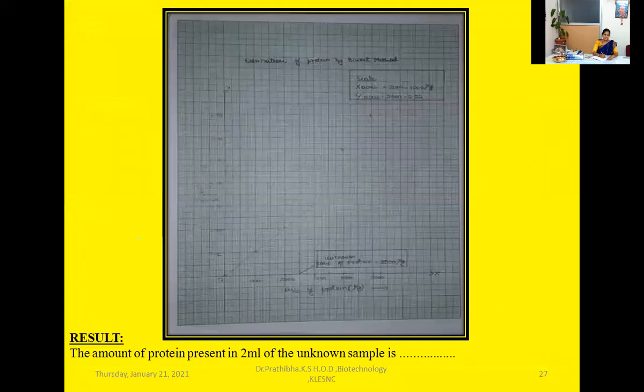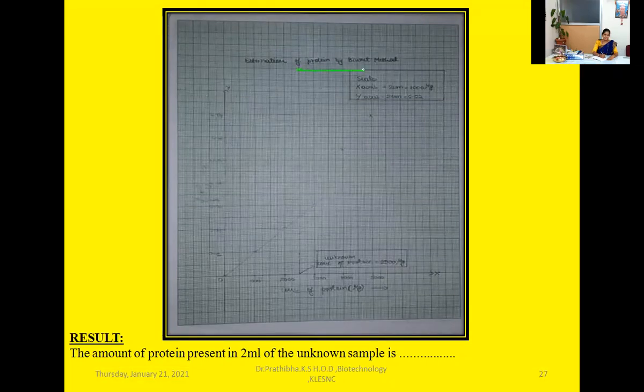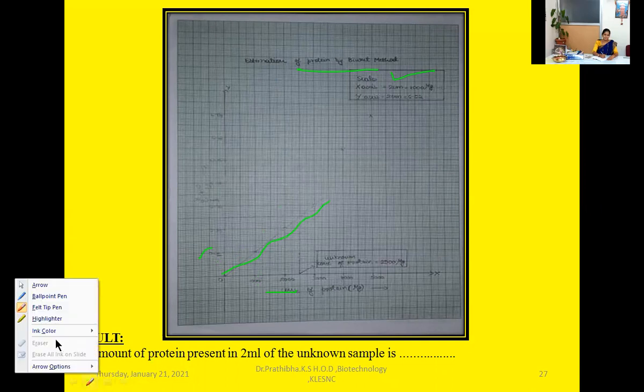So here, this is the graph of estimation of protein by biuret method. First write the title of the experiment, then the scale, then label the x-axis, then label the y-axis, then plot the standard curve. I have not drawn it properly here; you need to go through that one, okay?